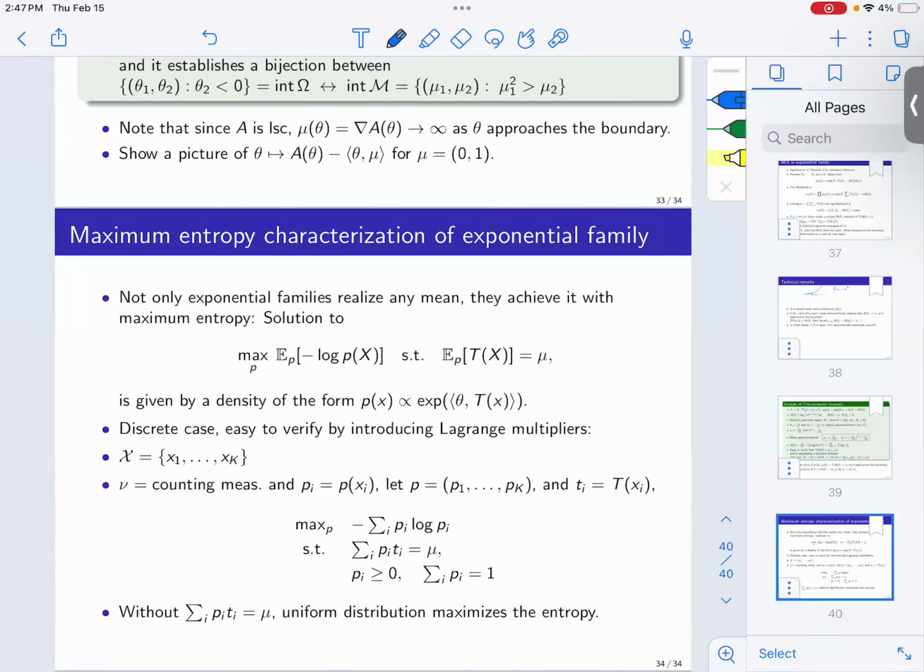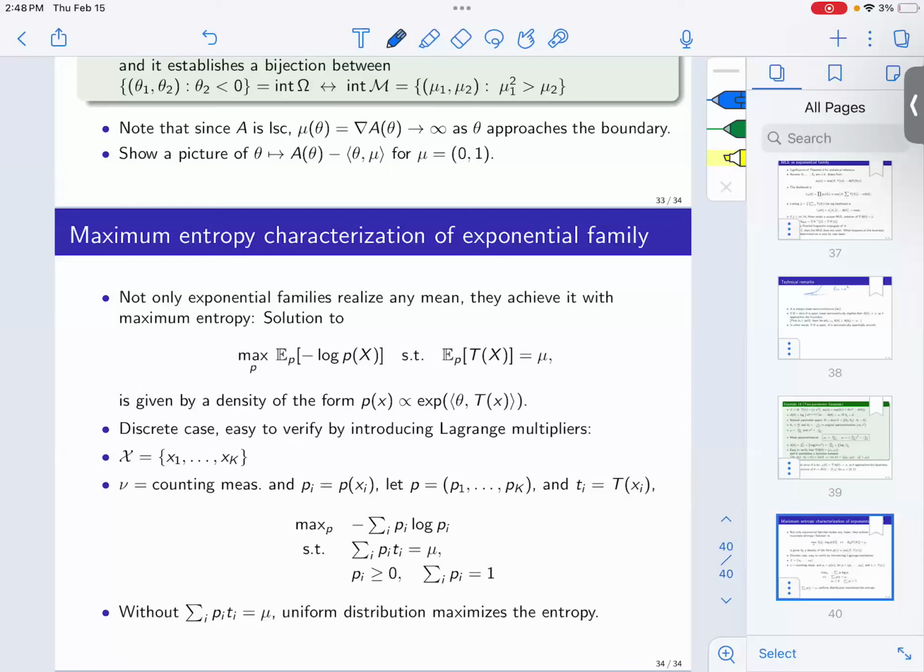So this is interesting. All of it is interesting, but there's more. Not only does the exponential family achieve any realizable mean, but it's the maximum entropy distribution that achieves that mean. So among all possible distributions that have the same mean parameter, the corresponding exponential family is the one with maximum entropy. For example, among all the random variables that have a certain mean and a certain variance, the Gaussian is the one that has the maximum entropy. Okay, this is a very interesting property.